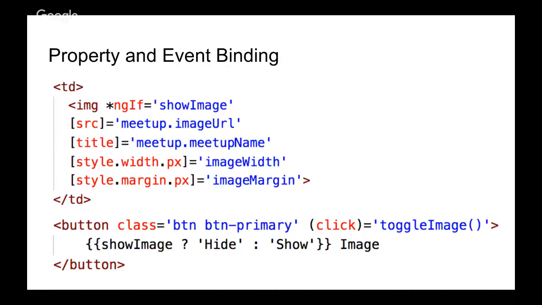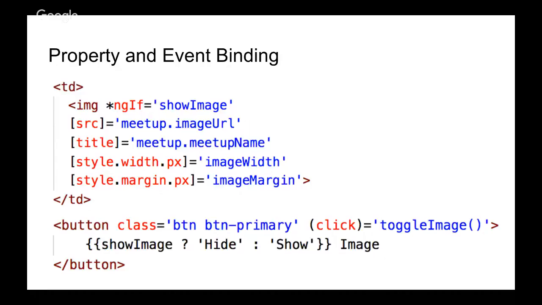You can see the interpolation looks like an if-else condition, right? So you can see some condition is there, show image. This is basically a ternary operator of JavaScript that we're using here. If show image, so when the image is showing, we want to show the button label as hide image, and when the image is not there, we want to show the button label as show image. So this is how you can do interpolation as well with a conditional binding.